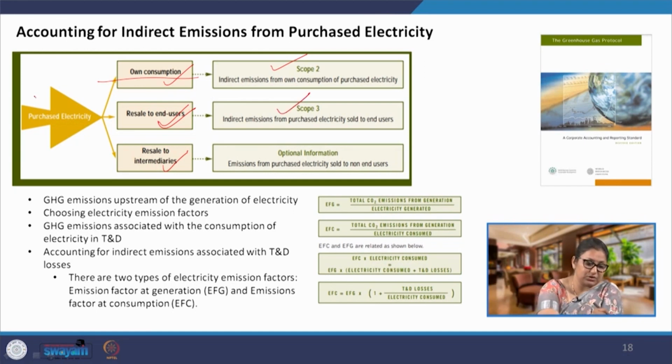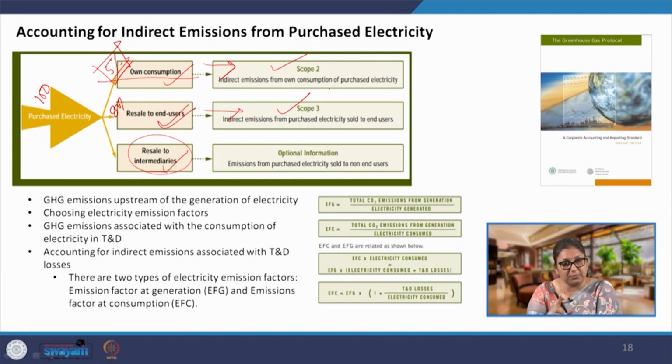For example, we purchased 100 units of electricity, 5 units were consumed by us. So, scope 2 will have only the emissions related to these 5%. If resale to the end users is say 80%, then the 80% emissions will actually go in scope 3, based on how the users use it. And then there could be resale to intermediaries, which can be included in scope 3 or it could be in optional information depending upon the organizational boundary and the business goals.